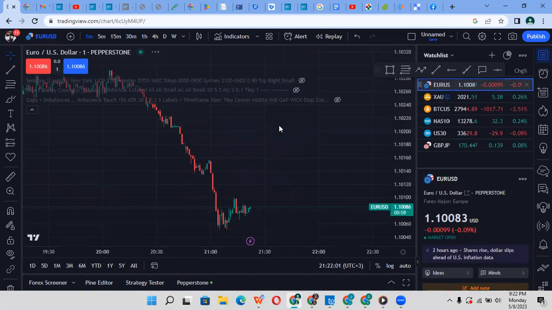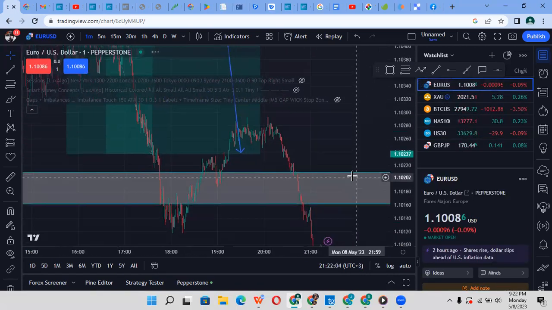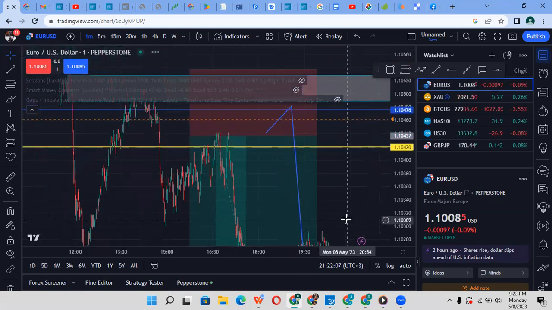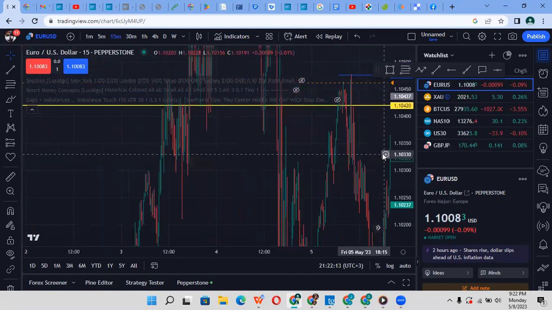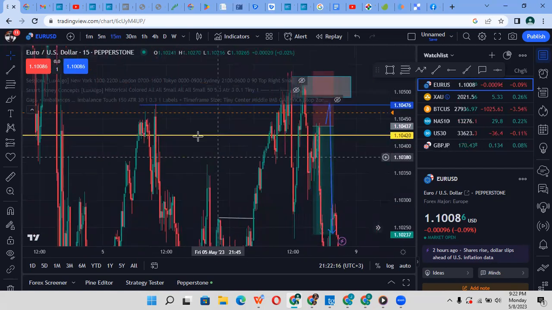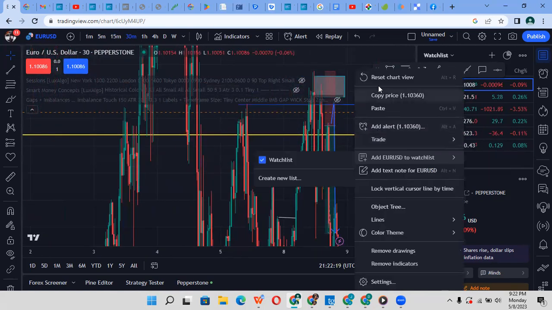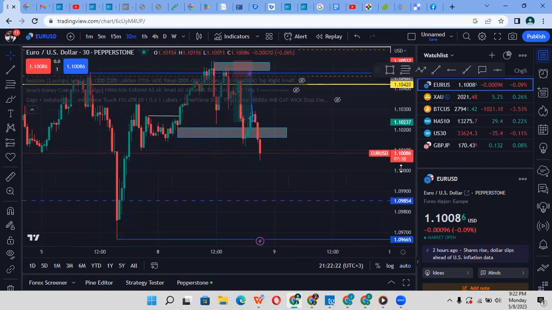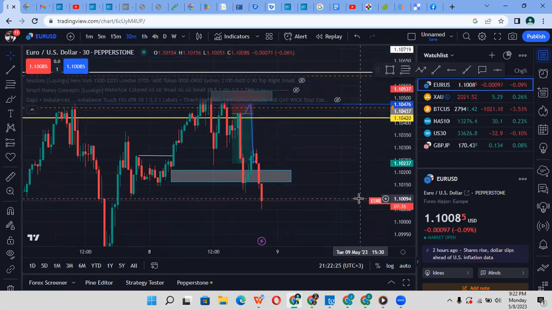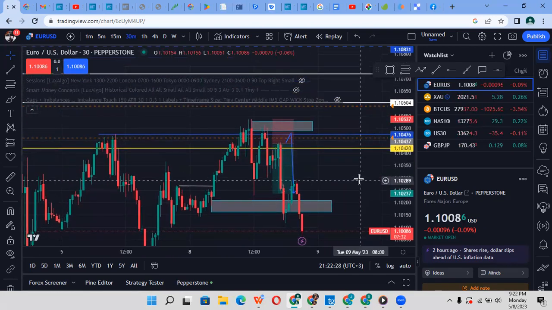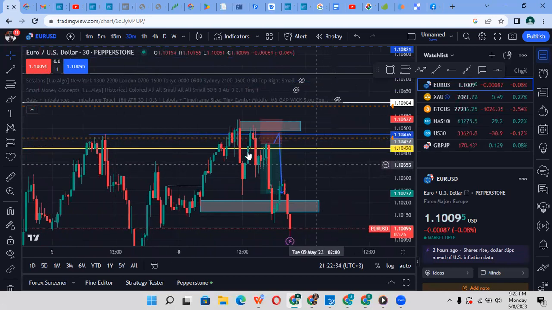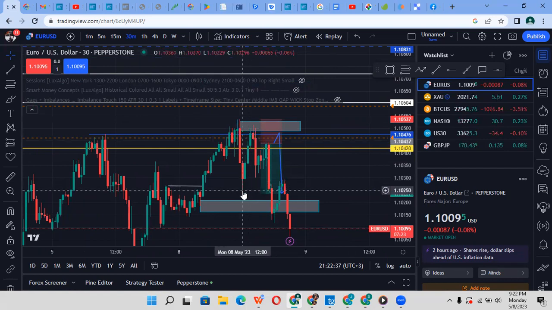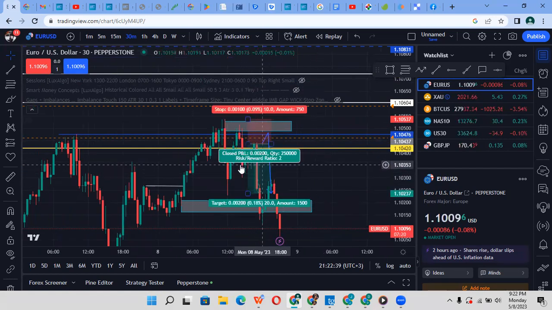Okay, so let's take a look at Euro USD. For Euro USD, I'd already given this analysis in the morning. What we are looking for is sales, and you can see Euro USD was not able to break the higher high. So it gave us this push down, creating this lower low, and we're expecting a pullback into this level, right?